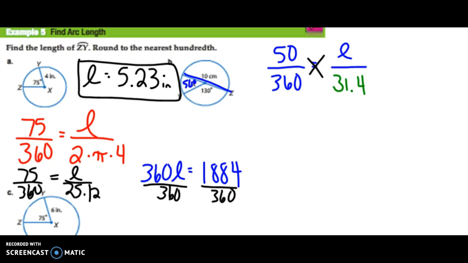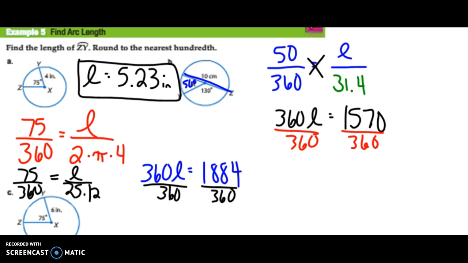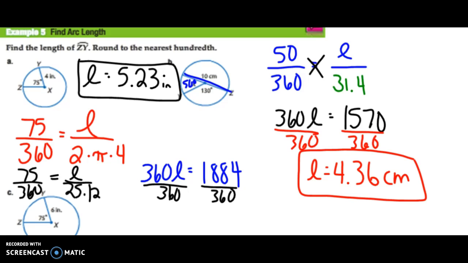Now I can cross multiply. I get 360L is equal to 50 times 31.4, which is 1,570. Divide both sides by 360, and I find that L is going to be 4.36, and that was centimeters.